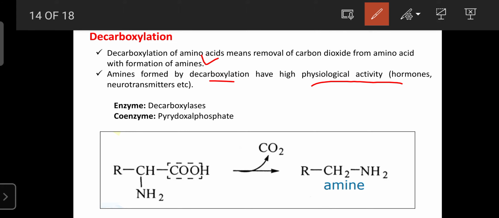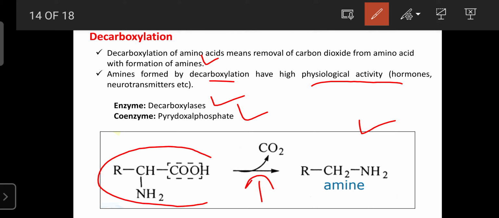And the enzyme involved is known as the decarboxylase enzyme, and it utilizes the coenzyme, once again pyridoxal phosphate, which is obtained from vitamin B6. So this is the general structure of decarboxylation. Due to the presence of the decarboxylase enzyme, amino acids can undergo the decarboxylation reaction, which is involved in the formation of the amines.